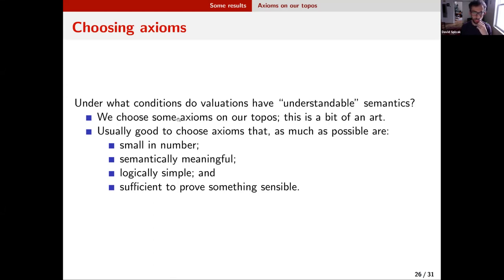And so we need to choose some axioms on our topos, which is a bit of an art. Maybe it would have understandable semantics to a supercomputer in the future, but we want to prove something sensible, and we want to do it with just a few axioms, so you're not overburdened by how many there are, that they're all semantically meaningful, and that they're all logically simple. That's kind of what the art is about.